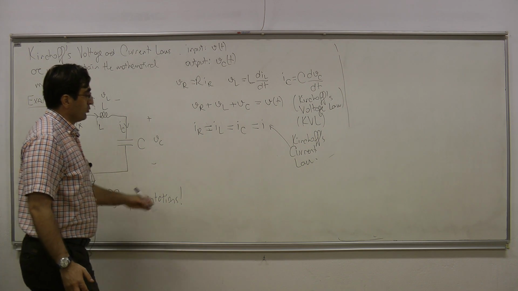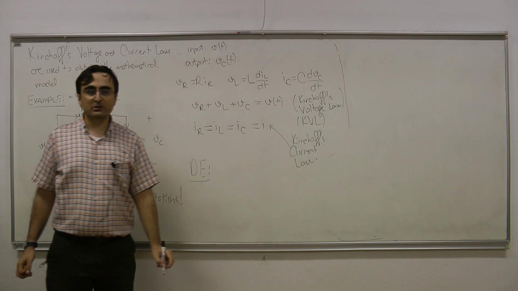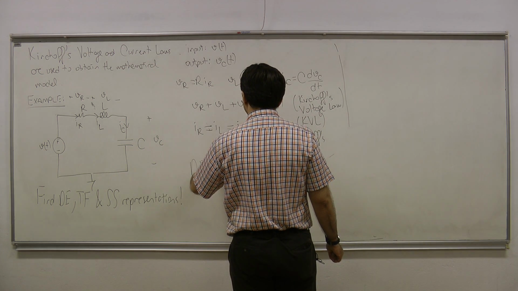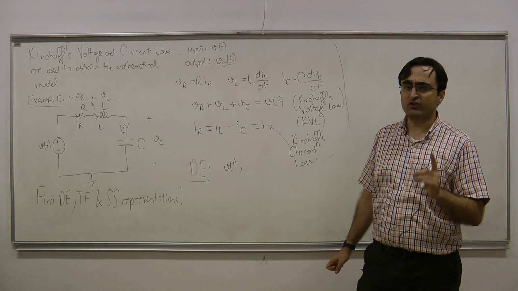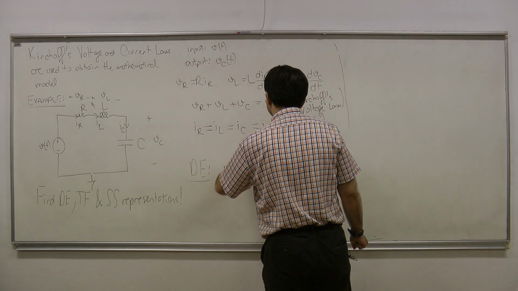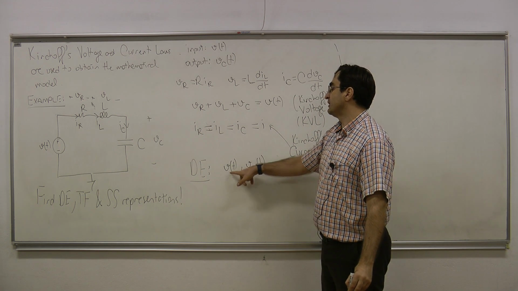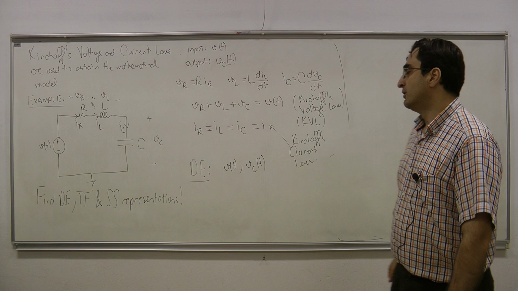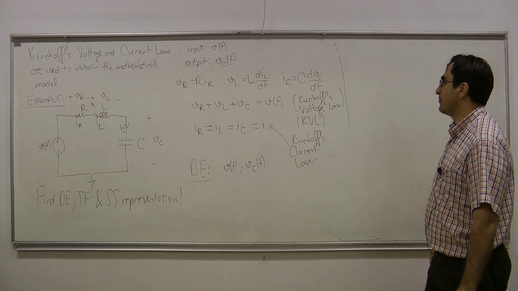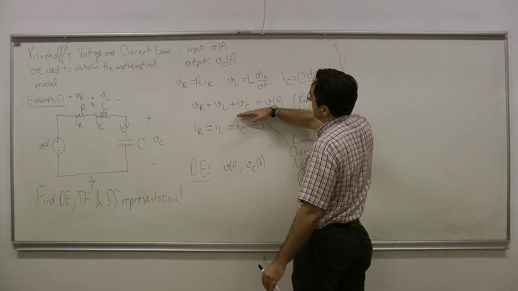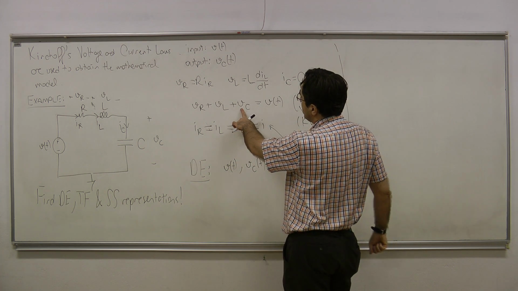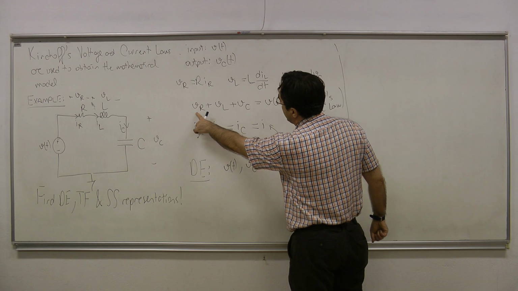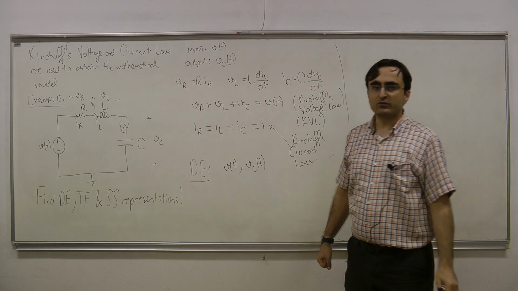So here, what is the differential equation representation? I need to find a differential equation that gives us the relationship between the input and the output variables. So I have to find the differential equation that involves the input variable and the output variable, and I need to get rid of all other variables in order to find the differential equation representation for this system. I can start with the first equation because it already has VC in it and it already has V of t, the input variable. So if I can get rid of this VR and VL, then I'm done with the differential equation representation.